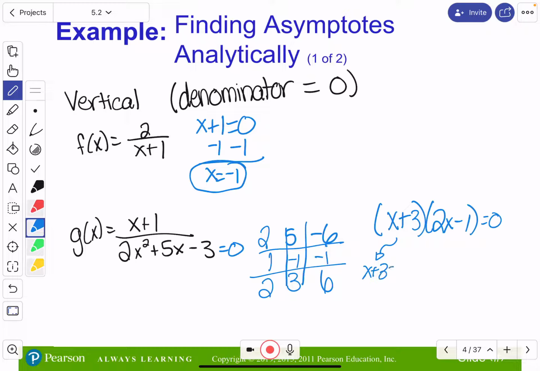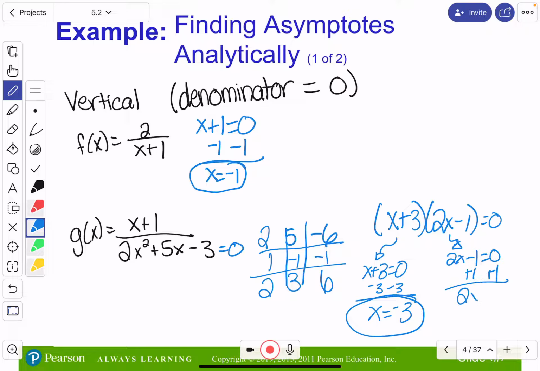So if x plus 3 equals 0, we subtract 3. So one of our asymptotes is x equals negative 3, while the other, add 1 to both sides, divide by 2. The other one is going to be x equals 1/2. So again, to find the vertical asymptote, you set your denominator equal to 0.